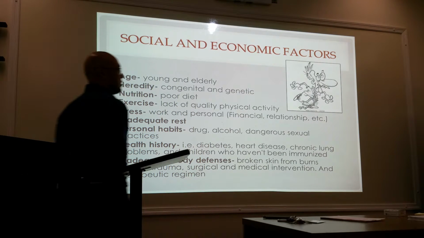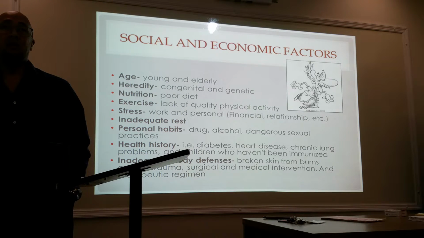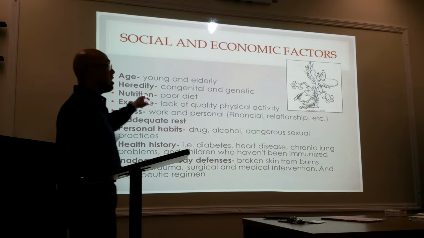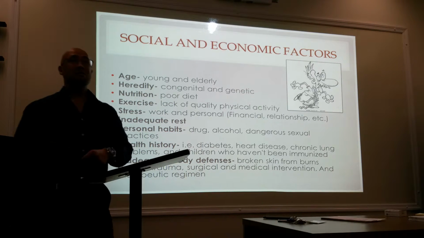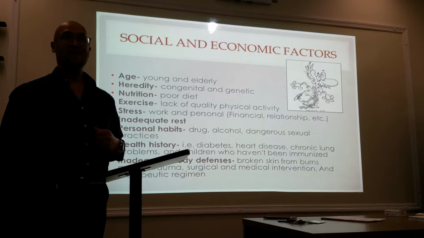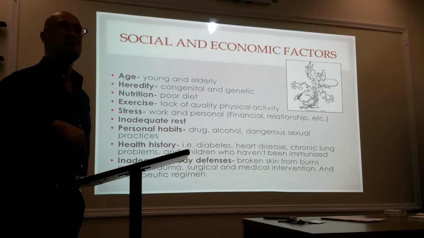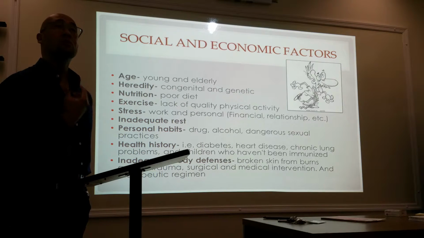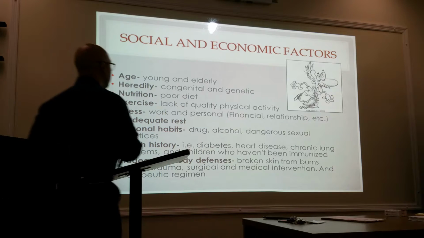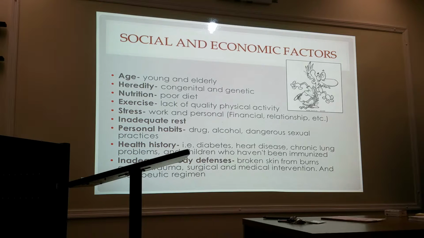Social and economic factors that can contribute to someone getting sick, someone getting ill. The young and the elderly are more prone to getting sick. The young, they're building their immunity, right? Whereas the elderly, their immunity starts to break down. So those two age categories, the young and the aged, are the ones who are more prone to getting sick. Number 2 is hereditary, okay? You can have congenital or you can have bad genes, and now you are carrying those bad genes and you are more susceptible in getting sick than someone who has good genes.